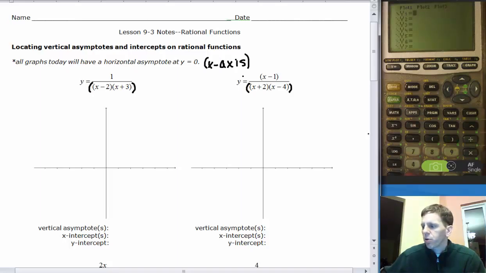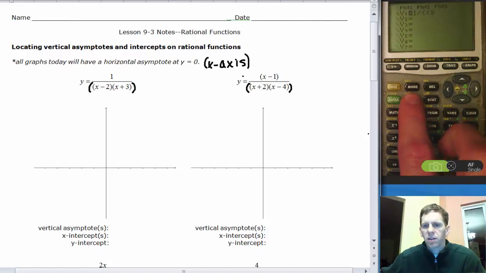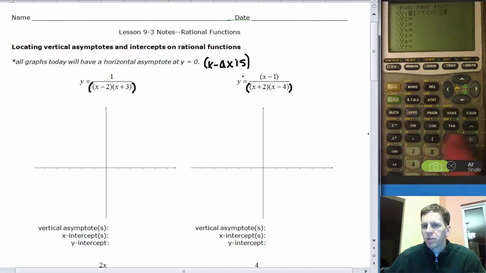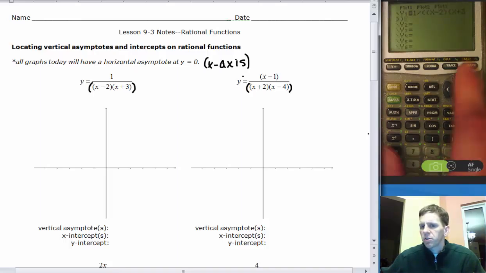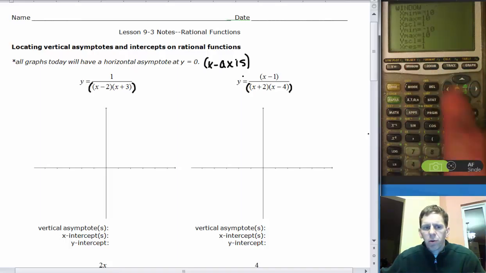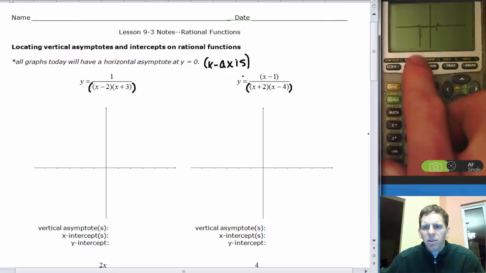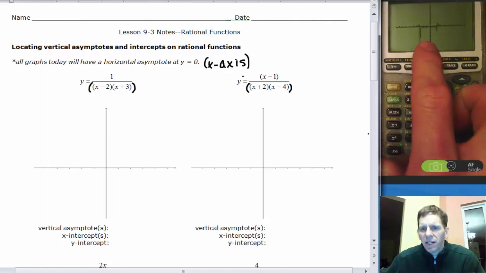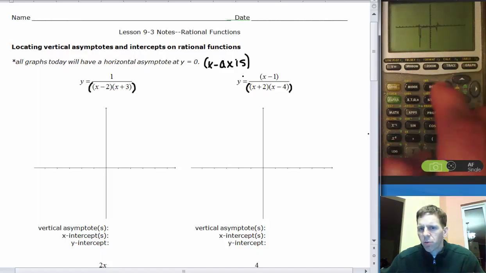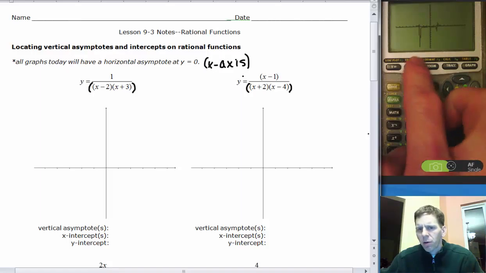In our calculator, we're going to go to the y equals menu. We're going to type in 1 divided by two sets of parentheses. The first embedded set will have x minus 2, and we'll follow that off with x plus 3. And we'll take a look at what this equation looks like. I'm using a standard viewing window from -10 to 10 here. On my calculator, I'm not really seeing a whole lot. You can kind of see parts of a curve right here, but it's really hard to interpret what's going on here. I'm going to shrink my window down a little bit.